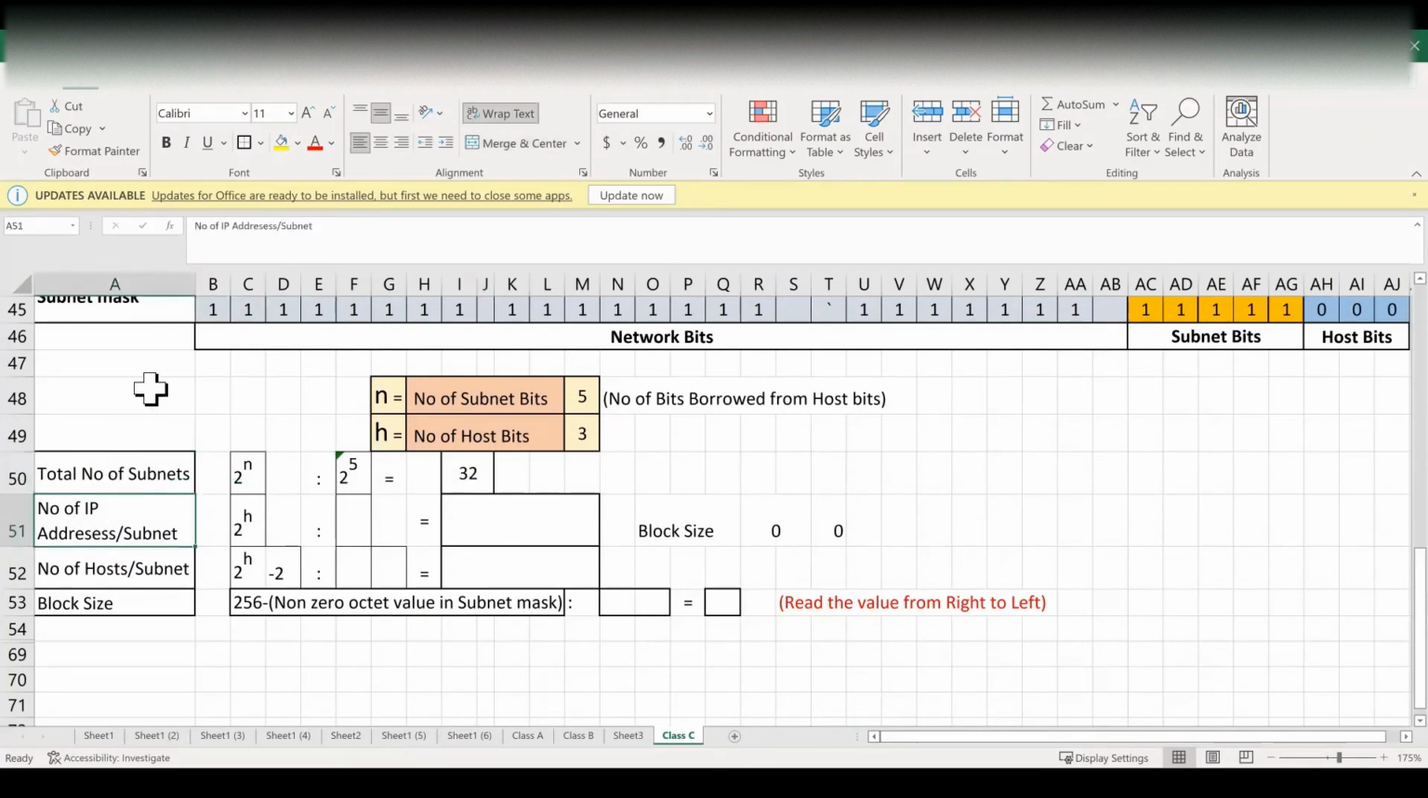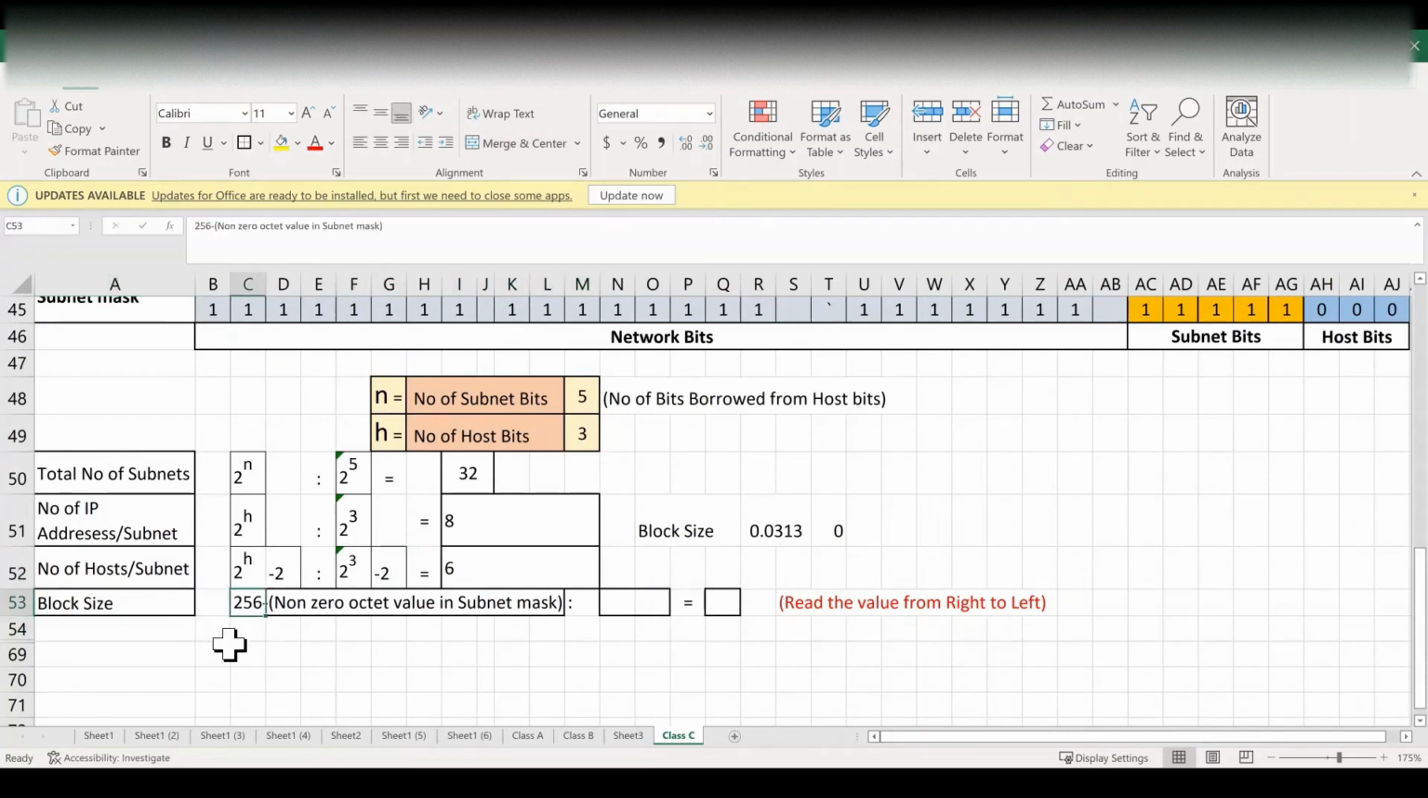Next, we are going to find the total number of IP addresses per subnet. The formula is 2 power h. In our case, h is equal to 3, the total number of host bits. So 2 power 3 is equal to 8. Next, we are going to find the total number of hosts per subnet. The formula is 2 power h minus 2. So in our case, it is 2 power 3 minus 2. It is 6.